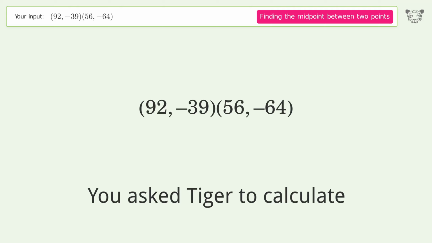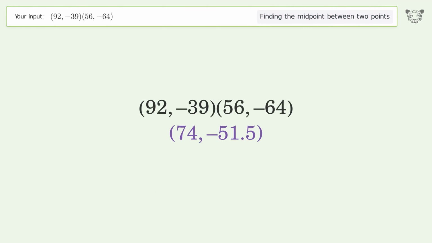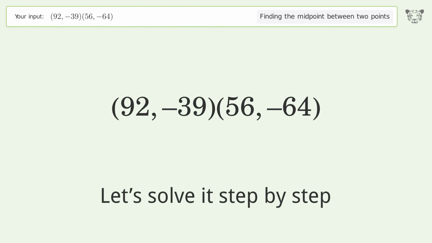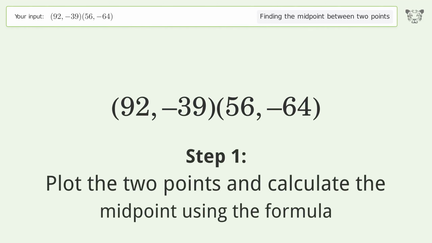You ask Tiger to calculate. This deals with finding the midpoint between 2 points. The midpoint between the 2 points is 74, negative 51.5. Let's solve it step by step. Plot the 2 points and calculate the midpoint using the formula.